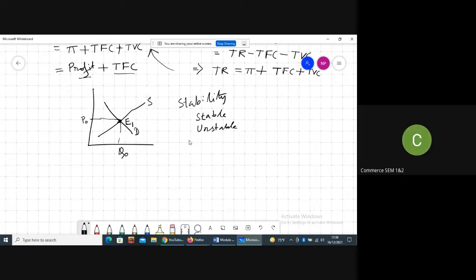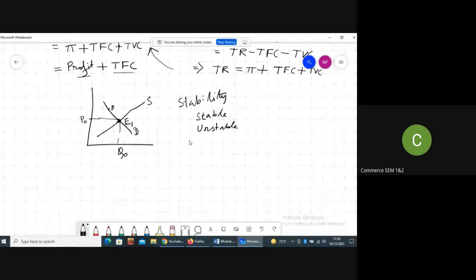If we divert from this equilibrium due to some reason, say we are at this point B. Now I am saying that the market will force the equilibrium to bring it back to the equilibrium point E0, E1. In that case, we call it a stable equilibrium. And if it does not come back to E0, E1 point, then we call it an unstable equilibrium. বোঝা গেল?